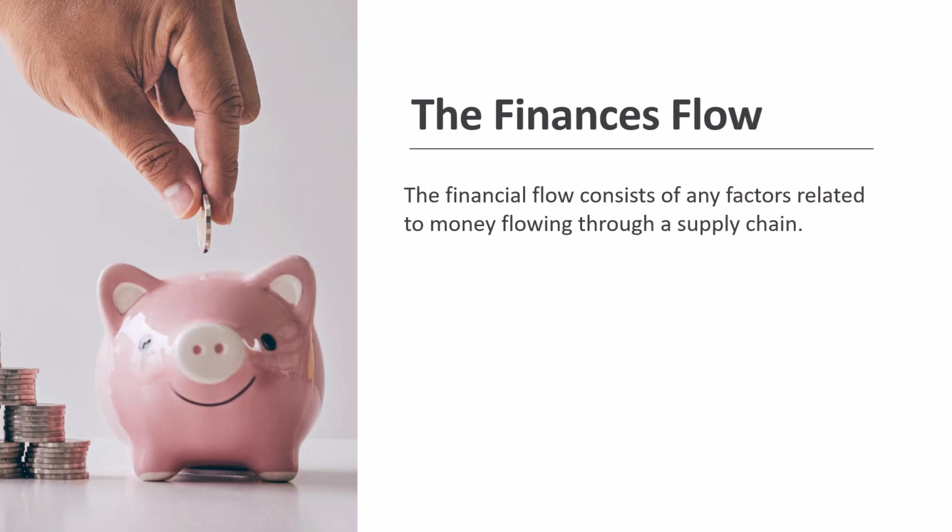The finances flow. The financial flow consists of any factors related to money flowing through a supply chain. This process flow includes credit terms, payment schedules, and consignment and title ownership arrangements. It includes invoicing and quotes. It may also include how returns and customer credits are issued.